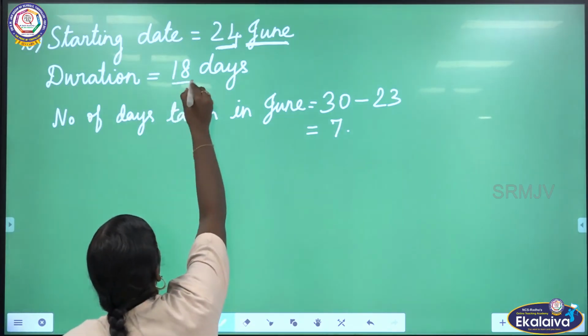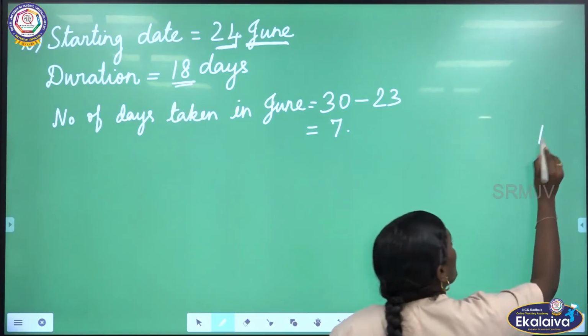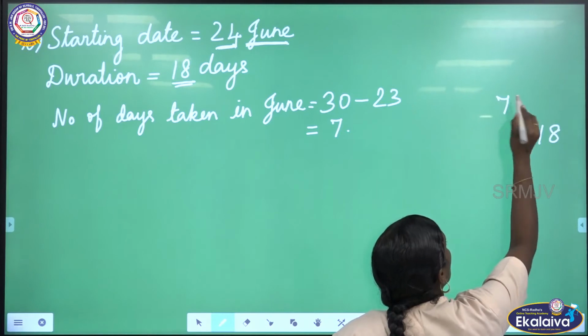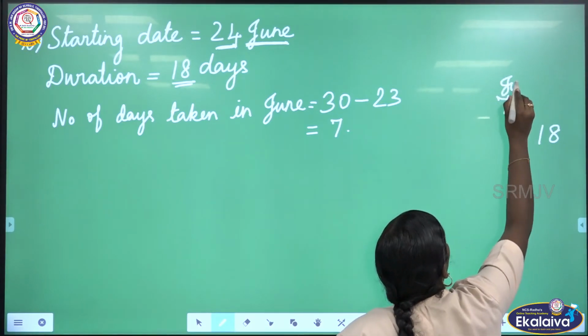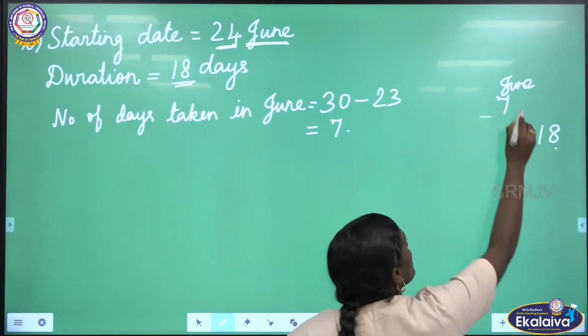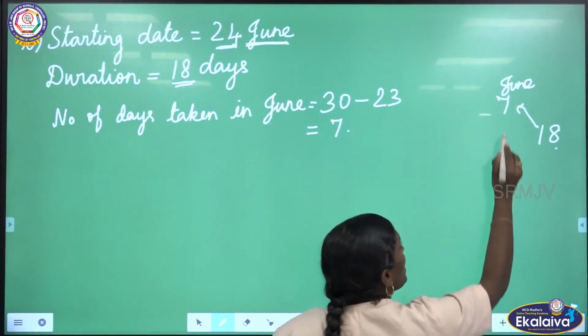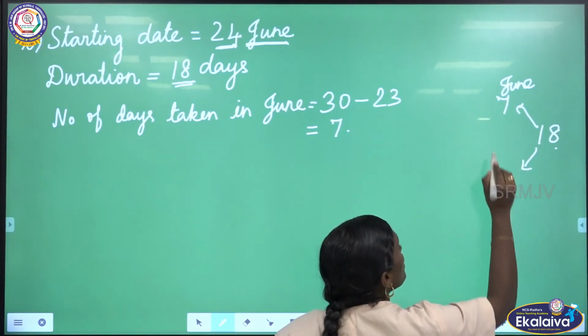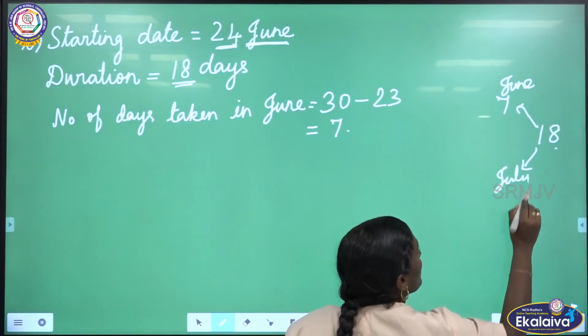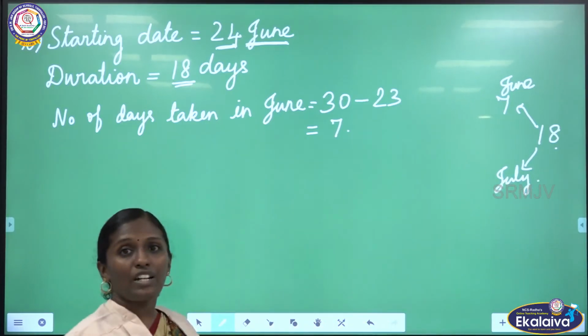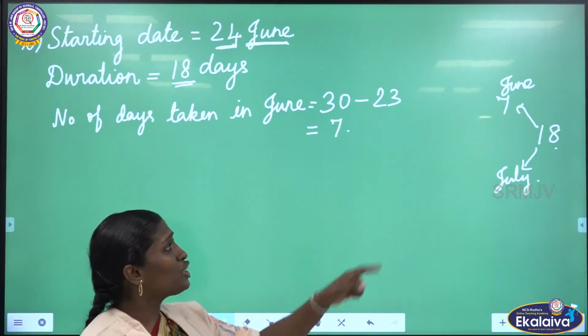Okay, from 18 days, 7 days are there in June month. In this 18 days, 7 days are there in June month. The remaining days will be in July. Okay, we are going to find the number of days to be taken in July.